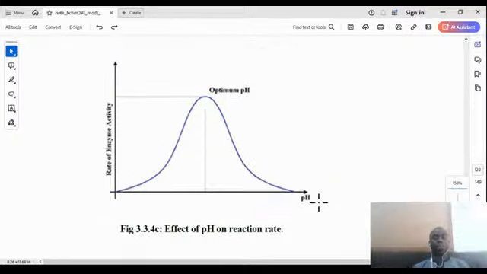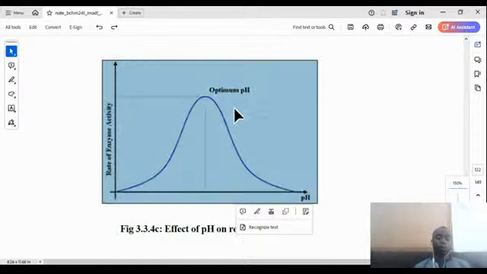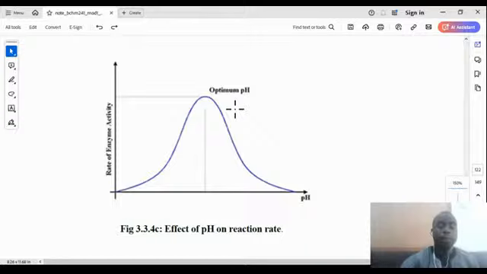If we look at this chart, this figure, it explains the effect of pH on the reaction rate. When we look at the enzyme activity versus pH, we can see that the optimum pH is this point, where the enzyme activity rises slowly as the pH increases and the enzyme attains its maximum activity. So that is the optimum pH for that particular enzyme. Beyond that pH, the activity declines down to 0.